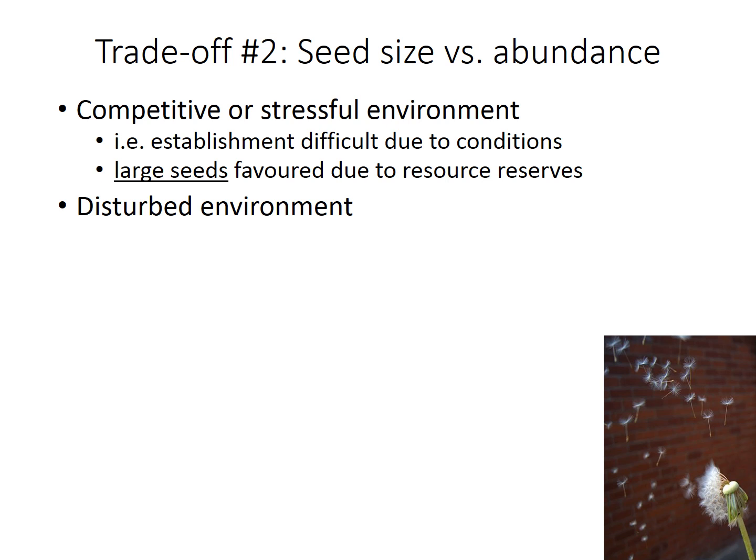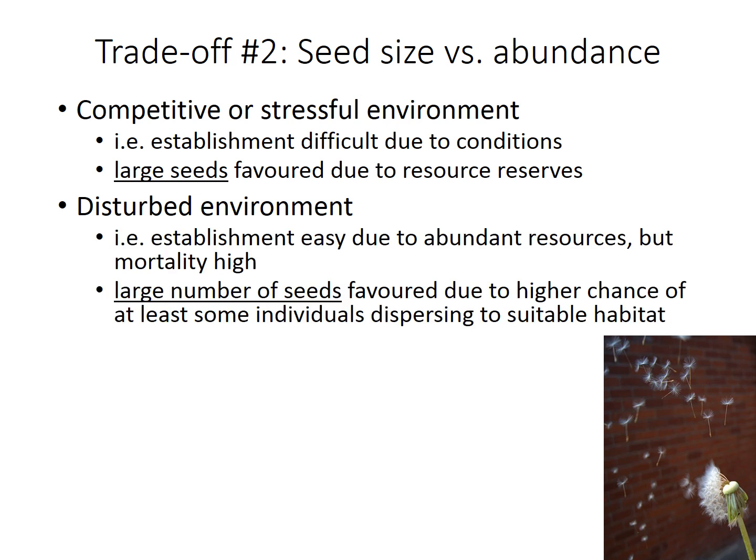In contrast, in disturbed environments, establishment is typically easy because there's not a lot of competition, because the disturbance has removed other plants, but mortality is high. Therefore, producing a large number of seeds is generally a better strategy to ensure successful offspring, because at least some of those many individuals are going to disperse to a really suitable habitat and be able to establish there.